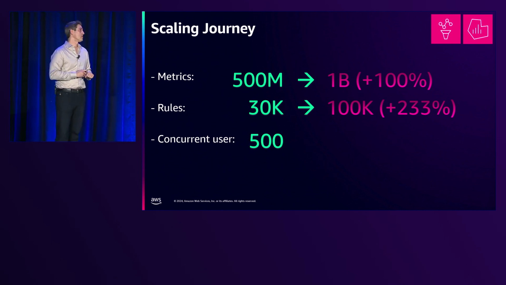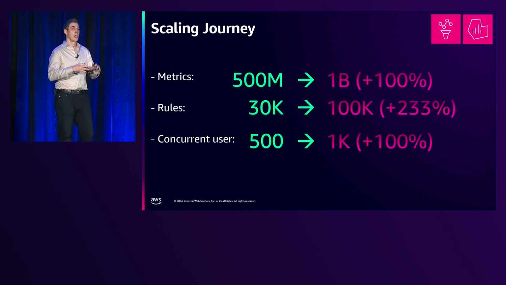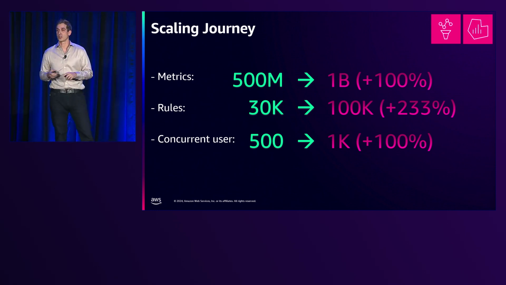Similarly, in Grafana, we used to support 500 concurrent users, and now we support 1,000 concurrent users, helping you unify all of that observability data that you need for your largest teams and environments.